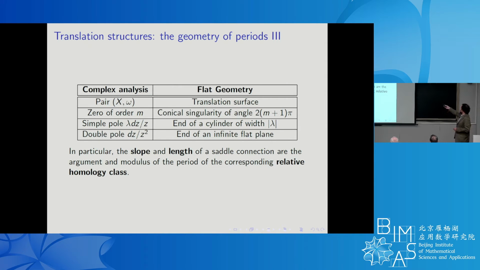A pair (X, omega) corresponds to a translation surface. A zero of order m corresponds to a conical singularity of angle (2m+1)π. A simple pole is a point at infinity in an infinite cylinder, and a double pole corresponds to the end of the infinite flat plane. From the point of view of translation surfaces, the infinite flat plane is CP1 endowed with dz, which has a double pole at infinity. And so the slope and length of the saddle connection are the argument and modulus of the period of the corresponding relative homology class.